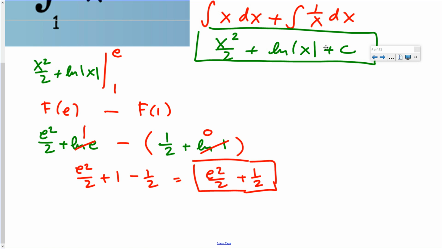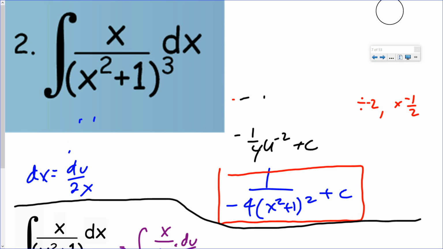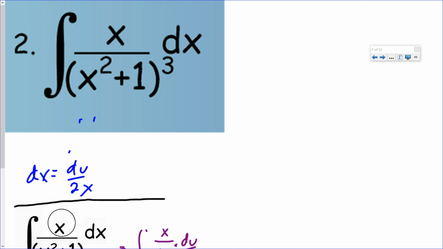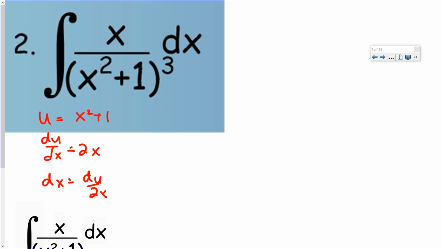All right, let's go to the second problem. And let's look at this. If you had this on a test, what approach would you do first? What would you do first if you had this on a test? You would make a u-sub. So what would your u be? Okay, then du dx is 2x, dx is du over 2x. Okay, I replace two things. What two things do I replace? My u and my dx.